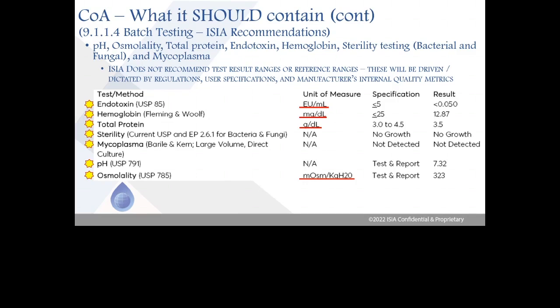One final comment on this slide before we move on. ISIA does not recommend test outcomes, results, or reference ranges. These are and should be dictated by regulatory requirements, user specifications, and or manufacturers' internal quality metrics for lot release. If you're curious about what regulatory requirements might be for fetal bovine serum, for example, you can reference United States Pharmacopeial Monograph number 90, which dictates the quality requirements for fetal bovine serum utilized in further manufacturing of a drug product in the United States.